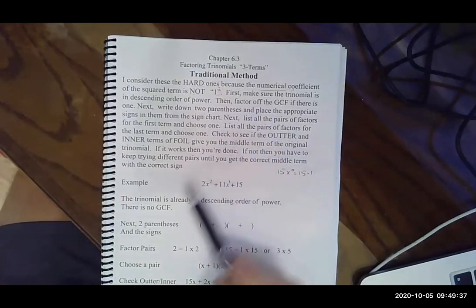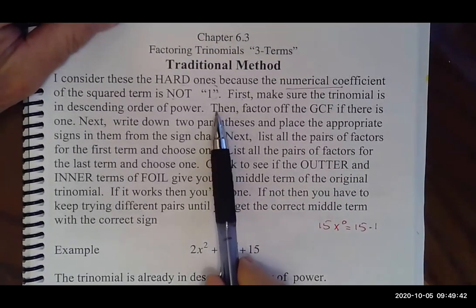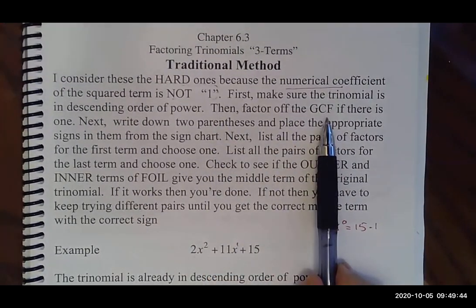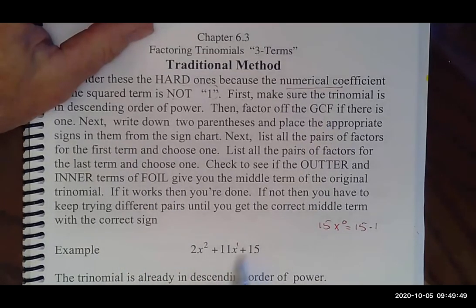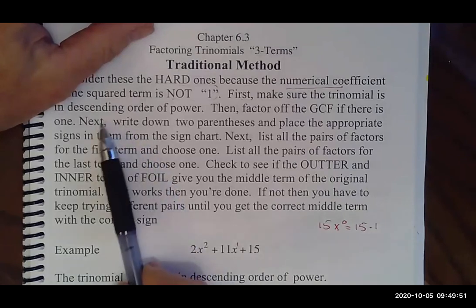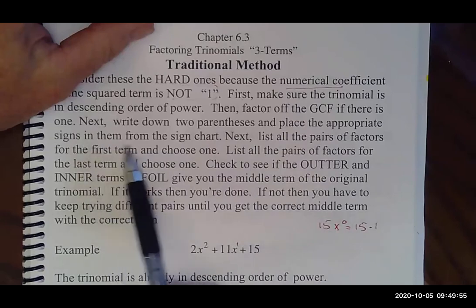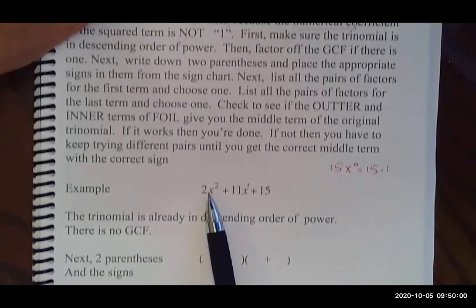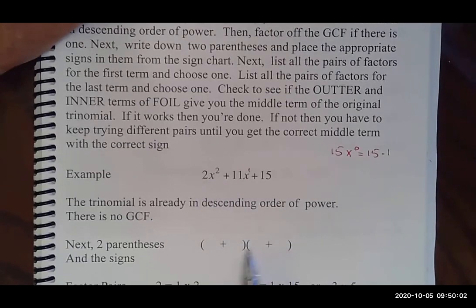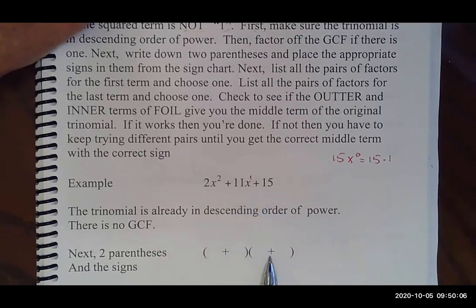So this first method in 6.3 will say factor off the GCF if there is one. Okay, so no, there is not one. There's no GCF. Okay. Next, write down 2 parentheses and place the appropriate signs in them from the sign chart. So here I'm going to write down 2 parentheses and put the appropriate signs in there. Well, plus plus is a plus plus in your sign chart. Check it out. It's true.